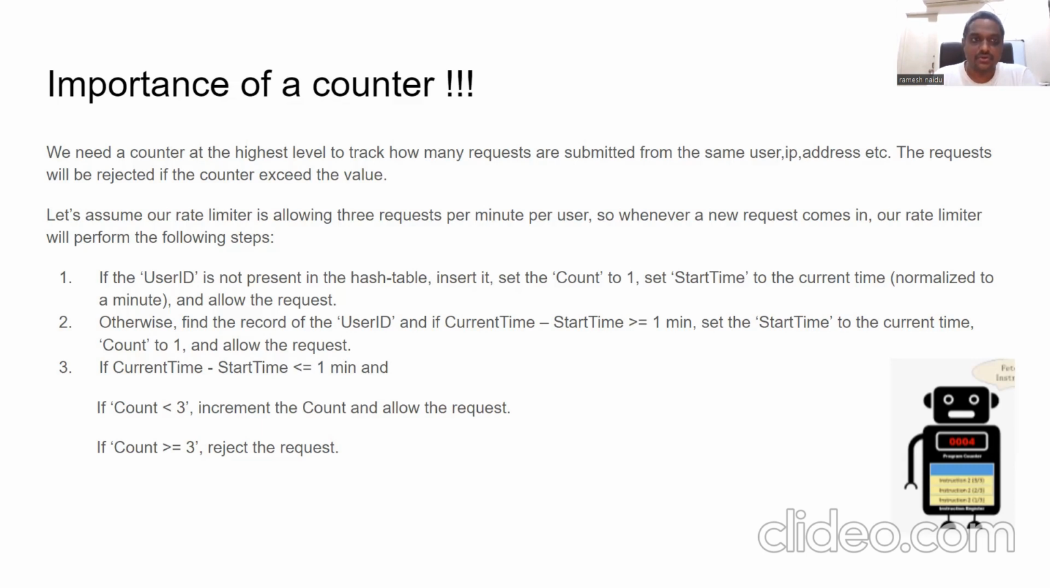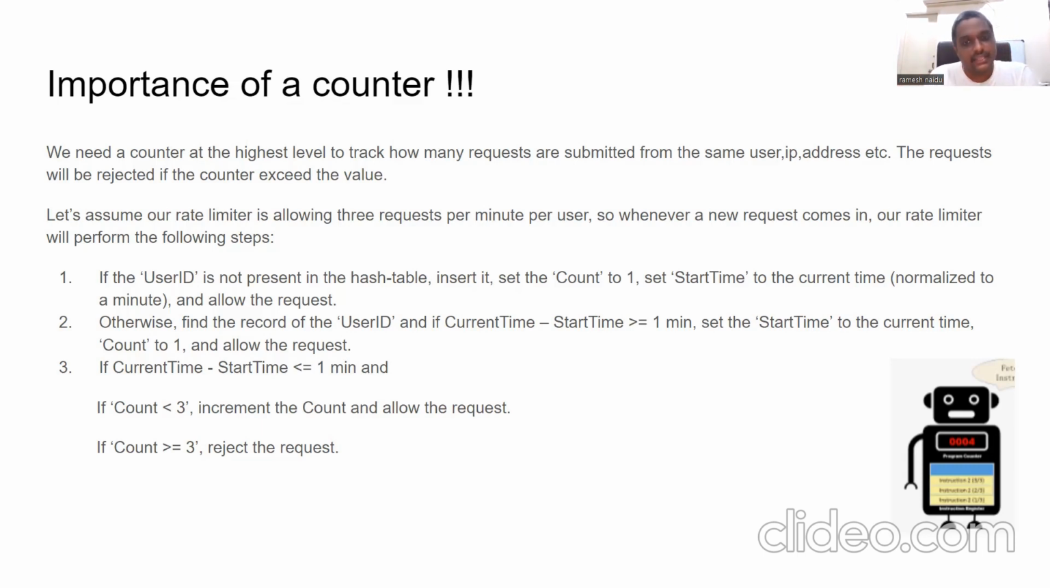So how do we store this counter? Where do we place this counter? That is what I'm trying to illustrate here. So let's assume we are allowing 3 requests per minute for a particular user. Whenever a request comes in, what our rate limiter does is it first checks for the user ID. I'm just taking user ID as a unique key. So it first checks whether the user ID is present in the hash table or not. If it is not present, then it just inserts it. That means it's a new request from this particular user. It inserts that and sets the counter to 1 and sets the start time to the current time. That is what it does, and simply allows the request.